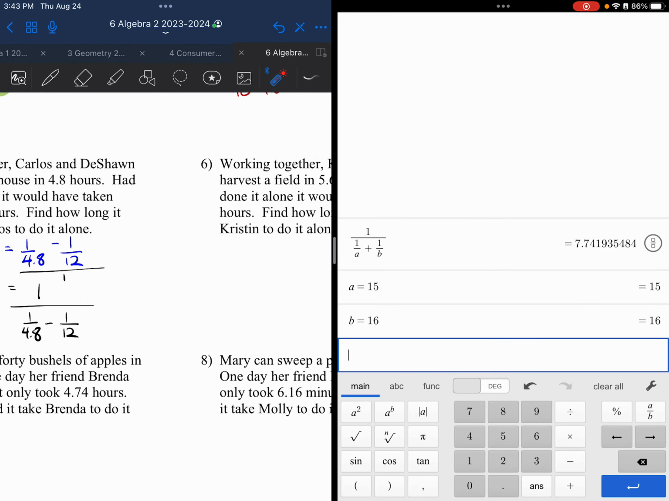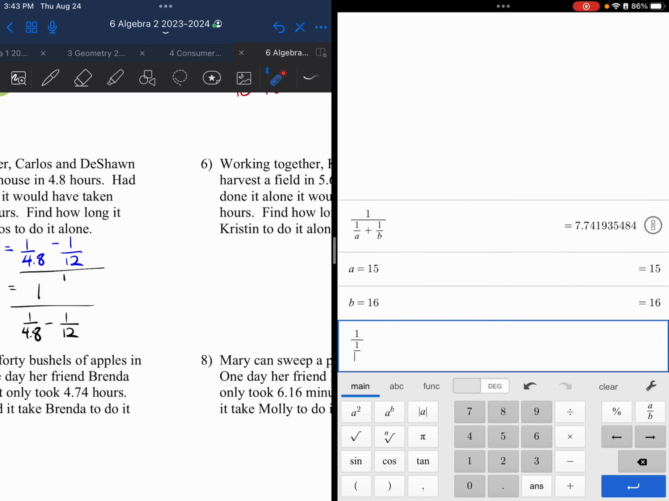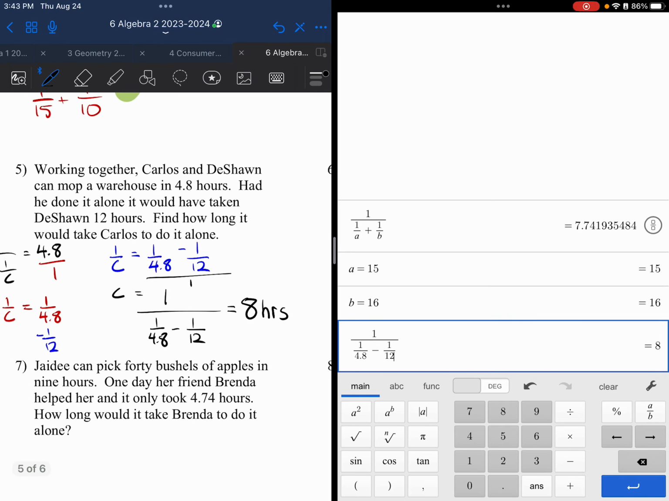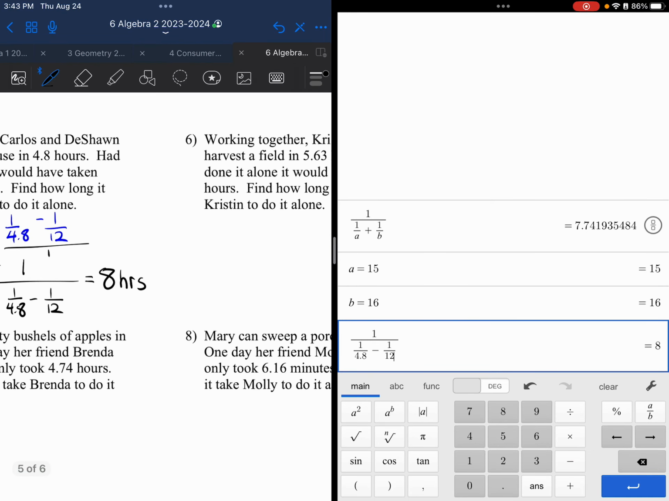Now I'm going to come back down here and say this is 1 all over 1 divided by 4.8, and that's going to be minus 1 divided by 12. And oh, I got an exact answer. In this case, the answer in pen is equal to 8 hours. So what is C? C is Carlos. Alone, Carlos could do it in 8 hours.